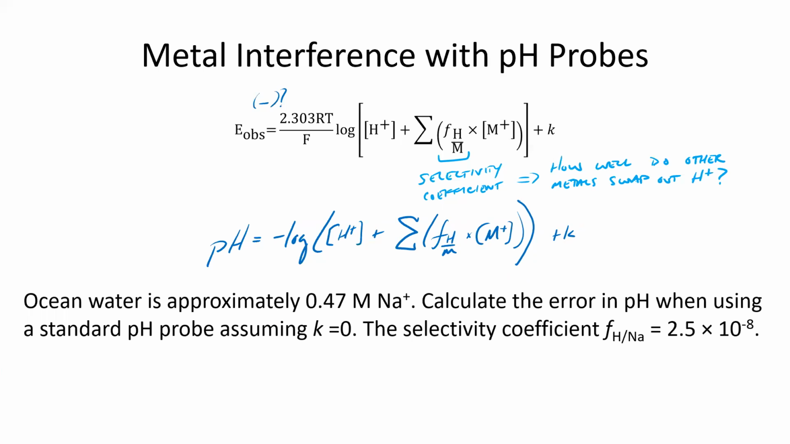Okay, so knowing that, given that ocean water is 0.47 molar sodium, right? We're going to calculate the area and pH. So we're going to assume that it should be neutral, right? We're going to say that if ocean water were neutral, what pH do we get if we assume that K is equal to 0? And I gave you the selectivity coefficient there for sodium. We're also making the assumption that sodium is the only thing in ocean water, which it for sure is not, but it's the biggest bad boy.